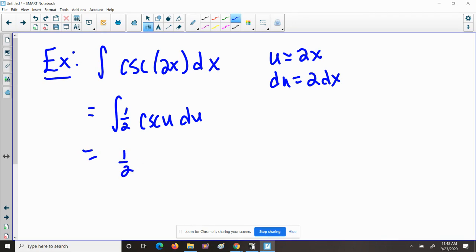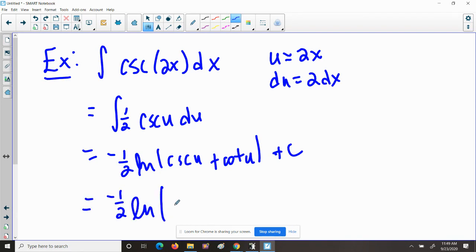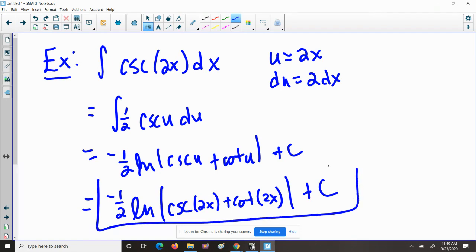Now, we said that the integral of cosecant of u is negative natural log, so I'm going to put a negative out front. Natural log of absolute value of cosecant of u plus cotangent of u plus c. So let's plug back in our u. That's negative 1/2 natural log of cosecant of 2x plus cotangent of 2x plus c. And again, we would just leave it like that. This would be one that would be calculator inactive. Even if you're plugging something in, they expect you to know your trig values.